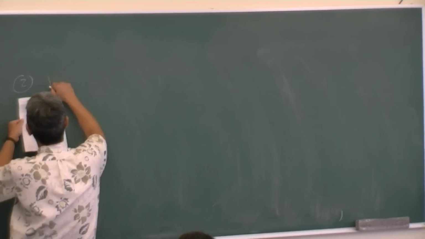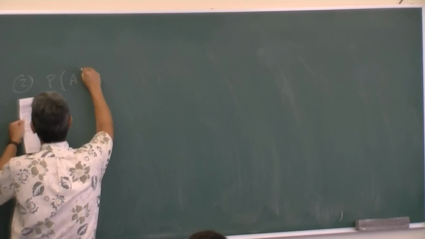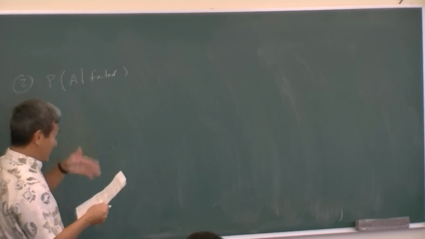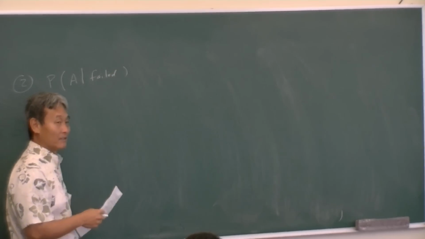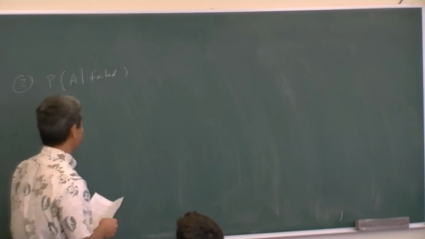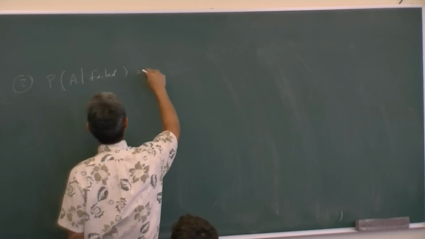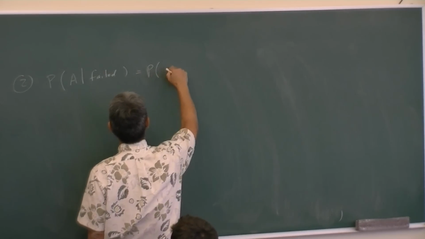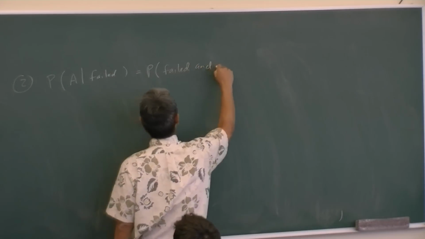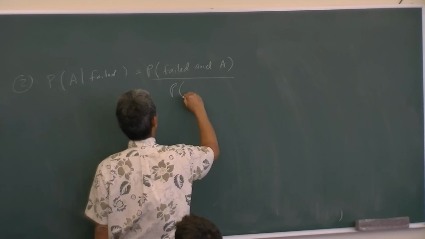So what are we trying to find? Find the probability that it was produced by machine A, knowing that it failed, right? Yes. You have to be able to read that sentence and write that. So according to the theorem that we learned yesterday, this is equal to what? The probability that it failed and it came from machine A divided by the probability that it failed.